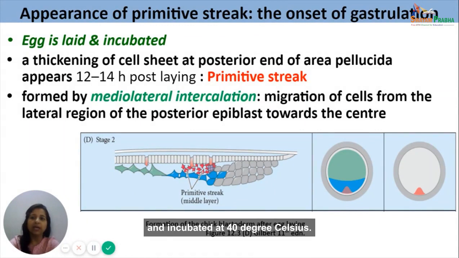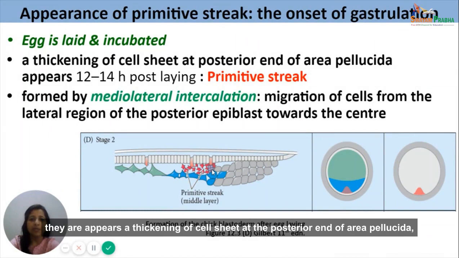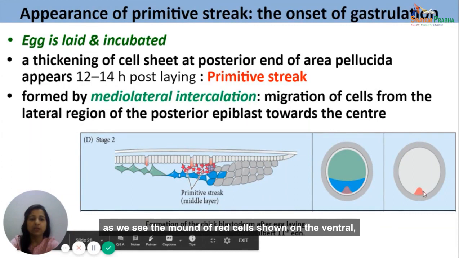Now, some 12 to 14 hours post-laying, there appears a thickening of the cell sheet at the posterior end of the area pellucida, which is known as the primitive streak, as we see the mound of red cells shown on the ventral surface of the blastodisc and the dorsal surface of the blastodisc also.